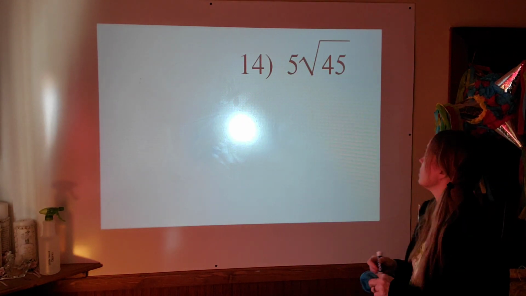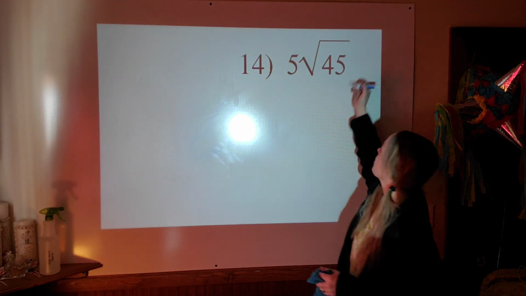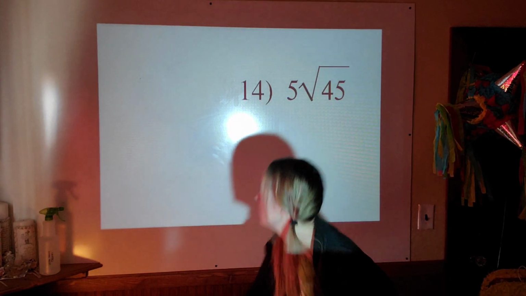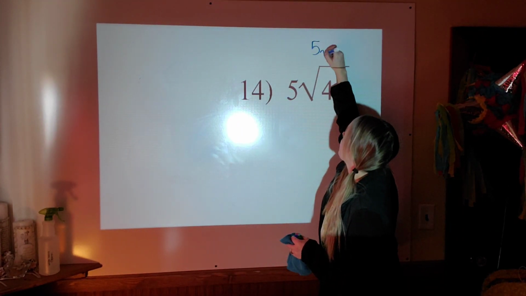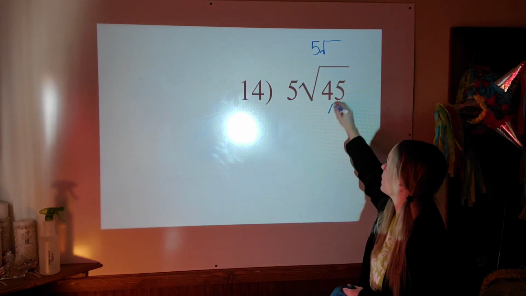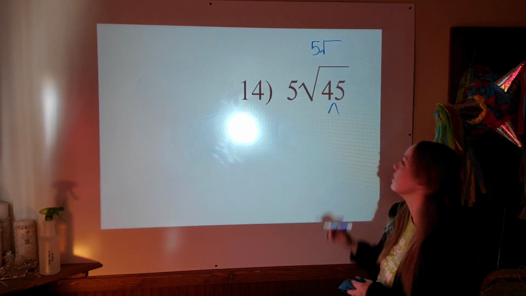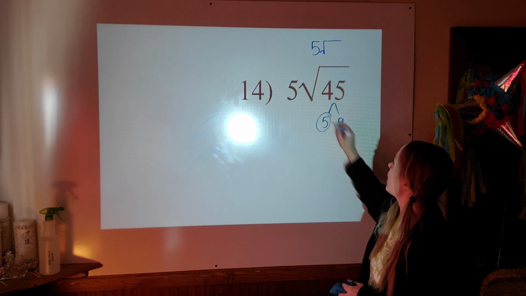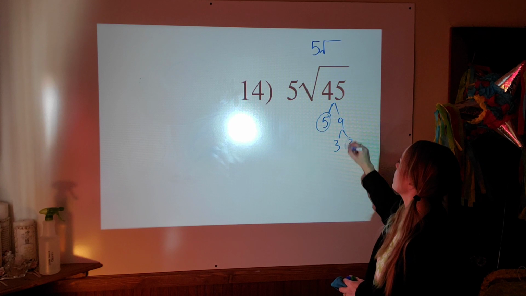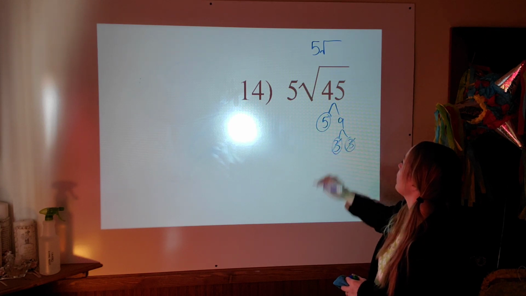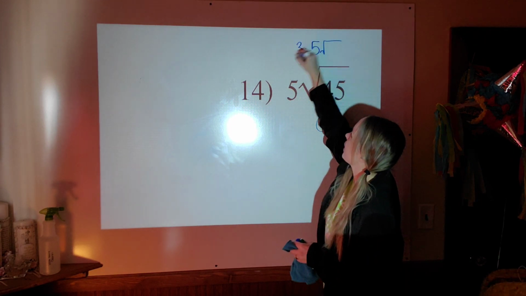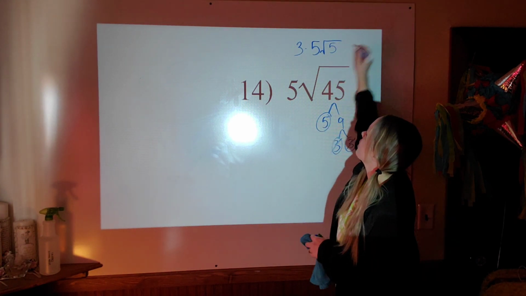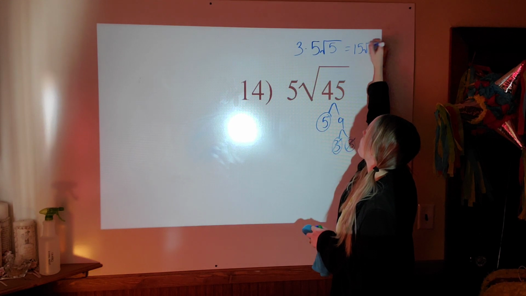Number 14, you've got, bring it down a little. So we've got 5 square root of something. Let's figure out what that is. So 45 is going to be 5 times 9. Circle the 5. 9 is 3 times 3. I'm going to pull that pair of 3 out in front with that 5 that was already there. And then this 5 is on the inside. So I have 15 square root of 5.